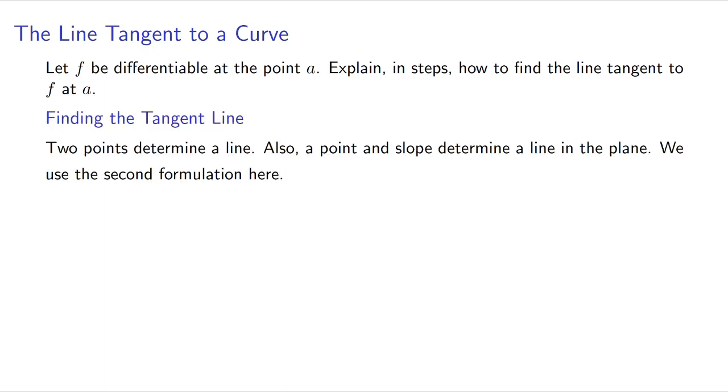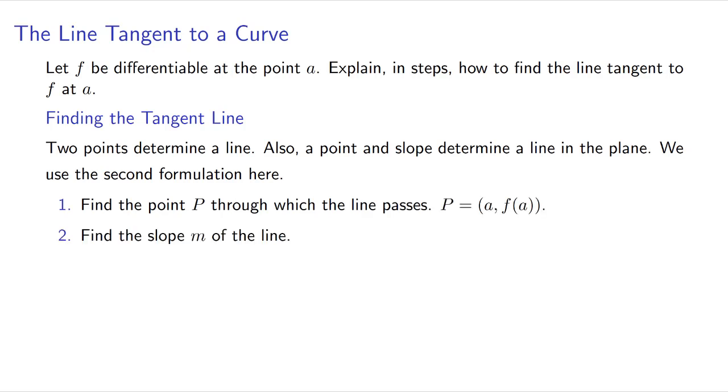Okay, the first step is to remember that 2 points determine a line. In this context, a better approach is that you want a point and a slope. A point and a slope will determine a line in a plane. By determine a line, we mean if you know a point on the line and the slope of the line, then you know the line. So we will use that formulation now to get an expression for a line tangent to a curve at a point. The first step is find the point P through which the line passes. The point that the line passes through is A, f of A.